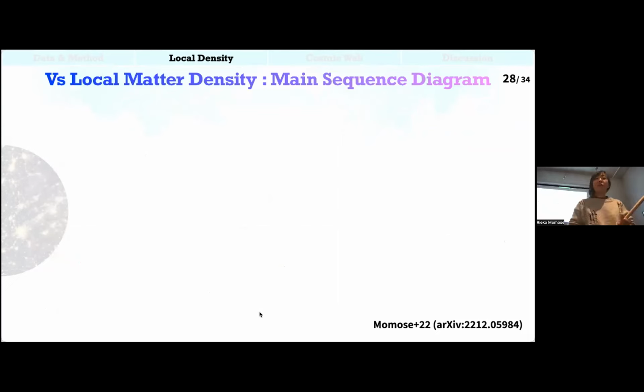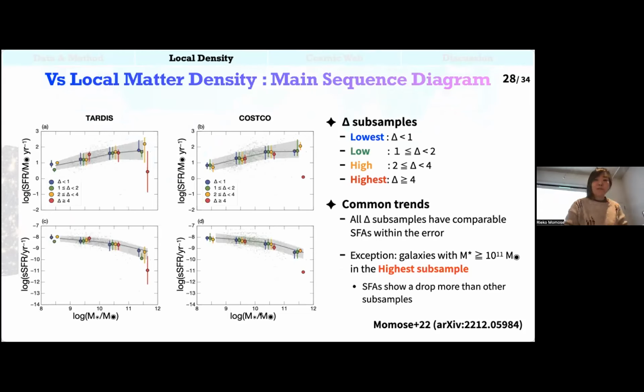We also looked at whether we could see a similar trend in the main sequence diagram when we divide our galaxy sample into four based on their local matter density. And here is the result. Different colors indicate different densities of the sample. Blue is the lowest density and red is the highest moderate density.